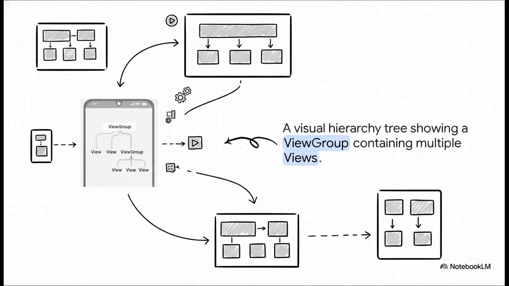You can really see that parent-child relationship play out. A single screen layout branches down into nested elements. A main view group holds individual views, sure, but it can also hold other view groups. This means you can create incredibly complex, beautifully organized screens just by nesting these basic building blocks. It's like a giant puzzle.